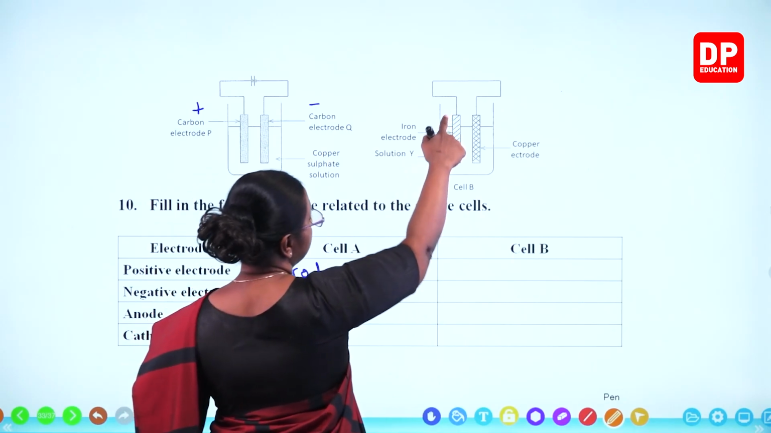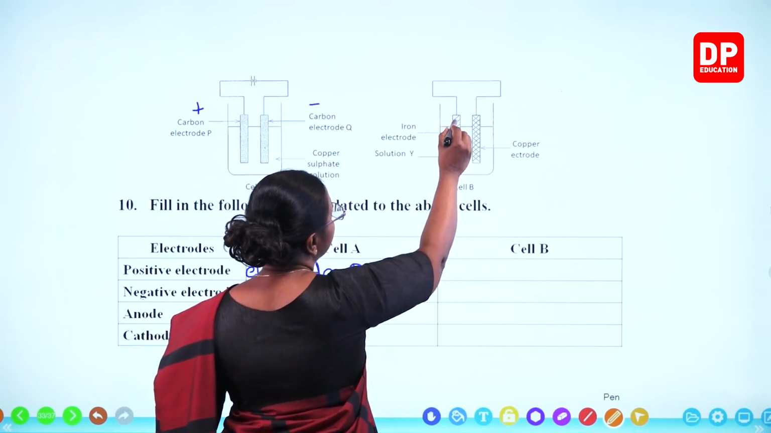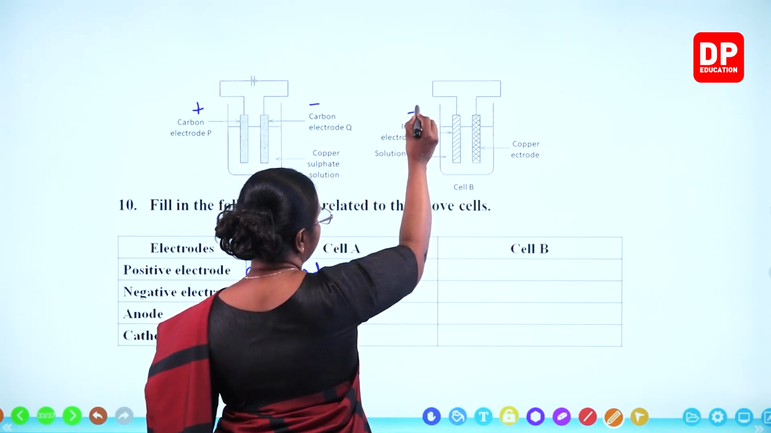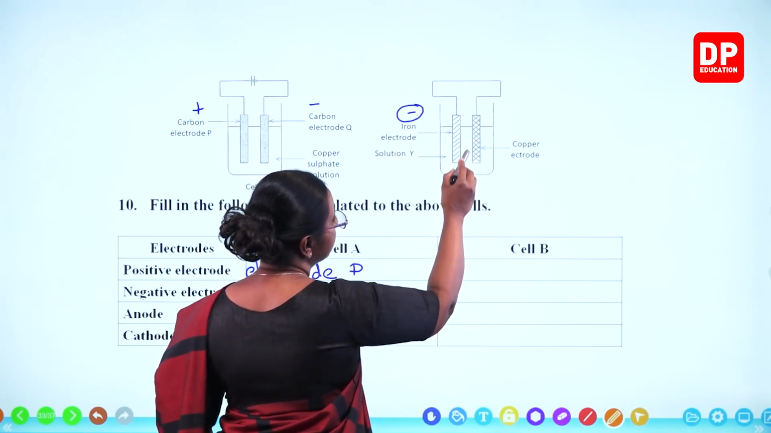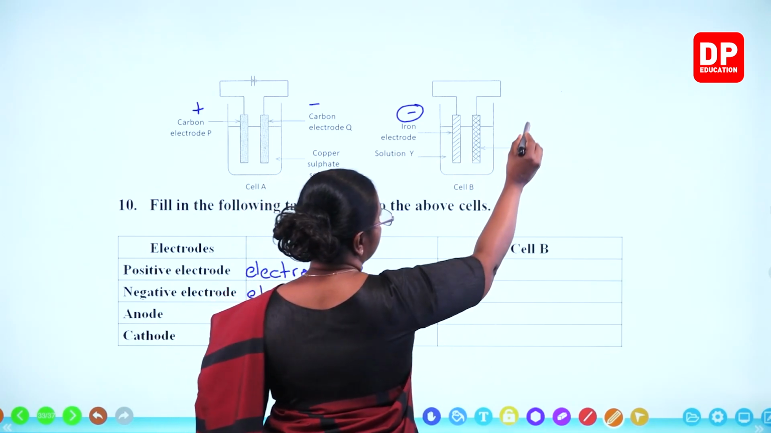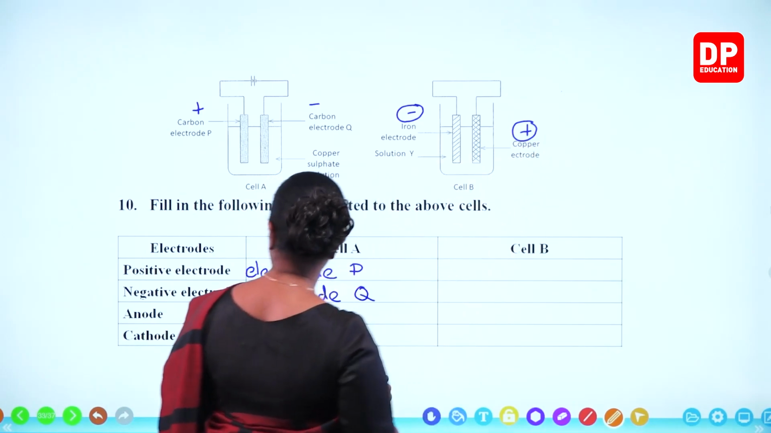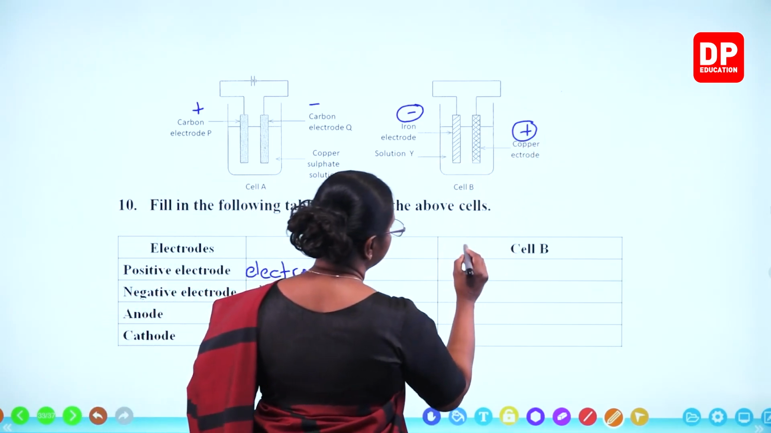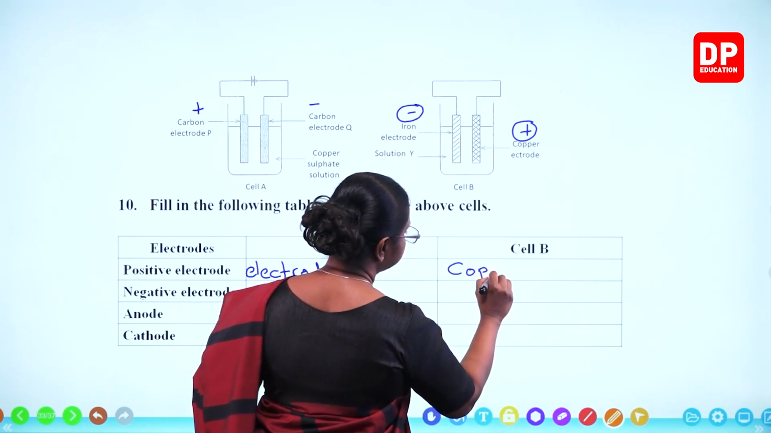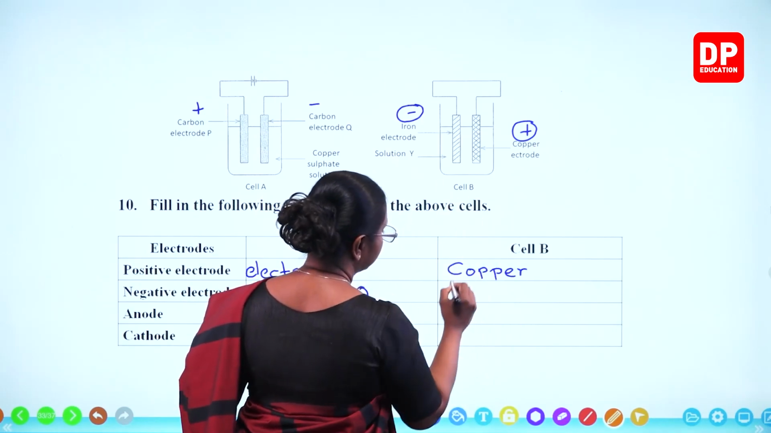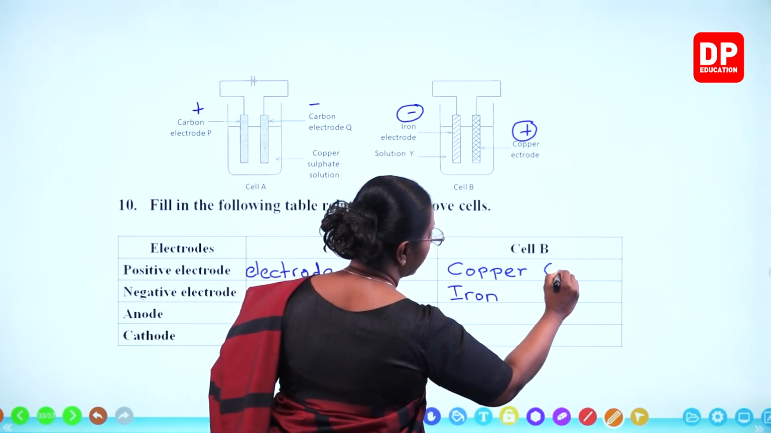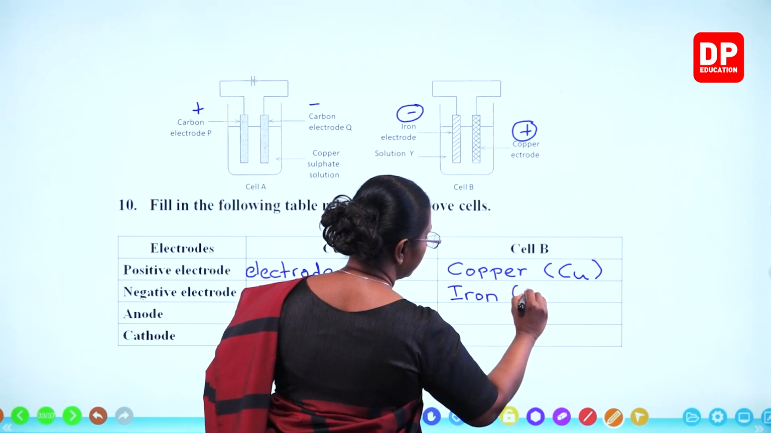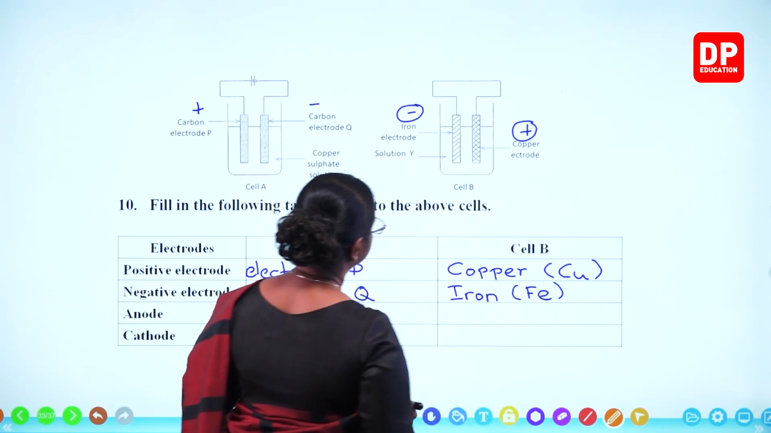Now iron dissolves, leaving the electrons on the iron plate. So iron becomes the negative electrode, whereas hydrogen ions take up electrons from copper. So copper is the positive electrode. Positive electrode, copper, and negative electrode, iron. Here also, if you want, you can use the symbol Cu and Fe.